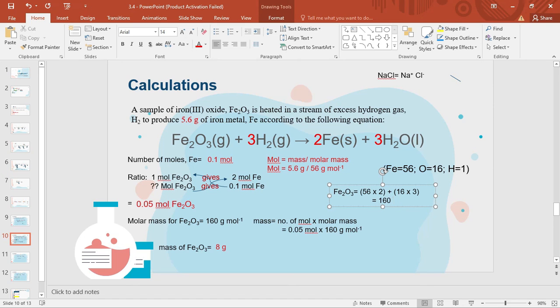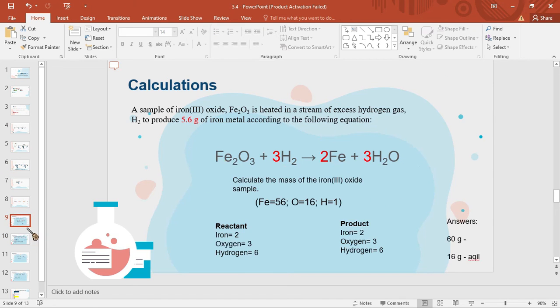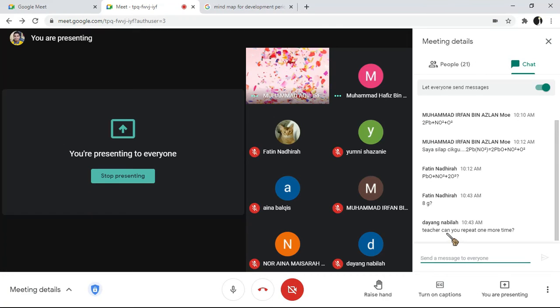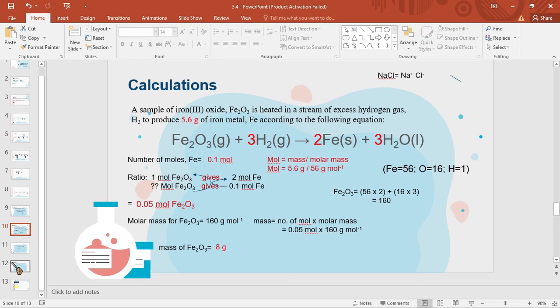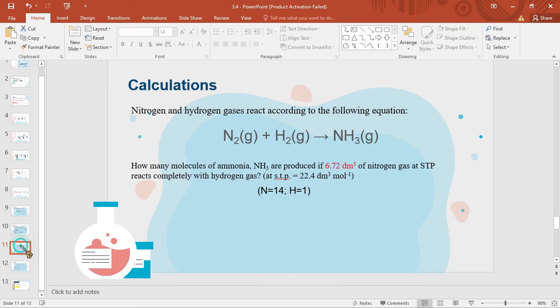Okay, everybody okay? Okay, this is the last question. Seimbang ke? Also, this equation you need to balance it because this is not a balanced equation.